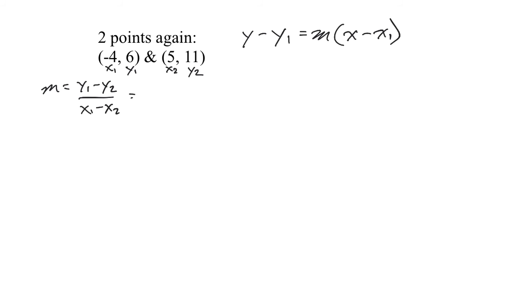Okay, I should be sick of slope formula by now. 11 minus 6 over 5 minus negative 4. That's 5 over 9. Okay, that's my slope. So let's plug in what I know.